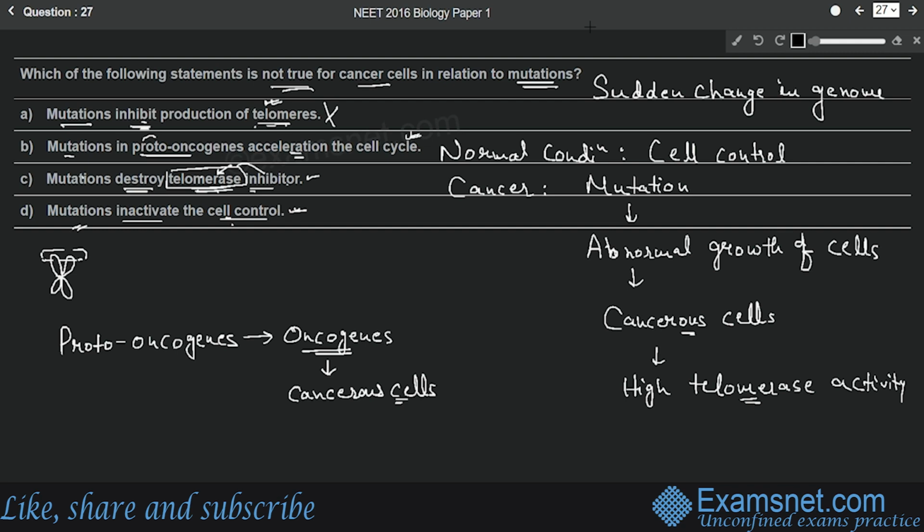So the only incorrect statement out of these four is the first one. All other three are correct. Okay, and we have to find out the not true, that is incorrect. So option A will be the answer here.